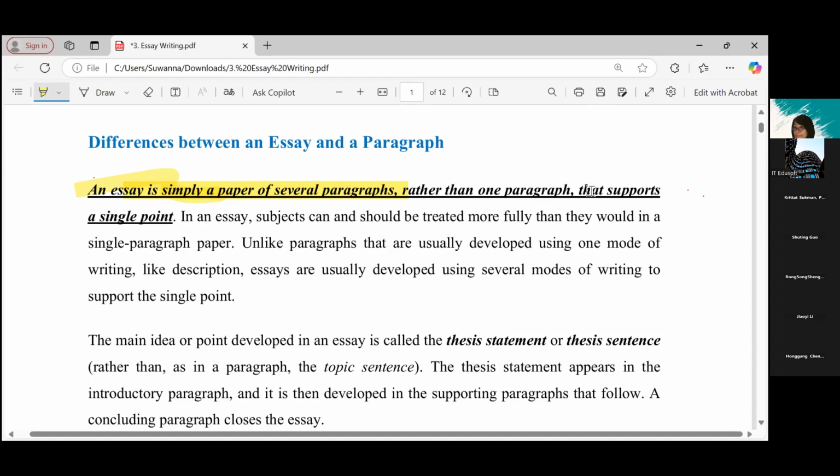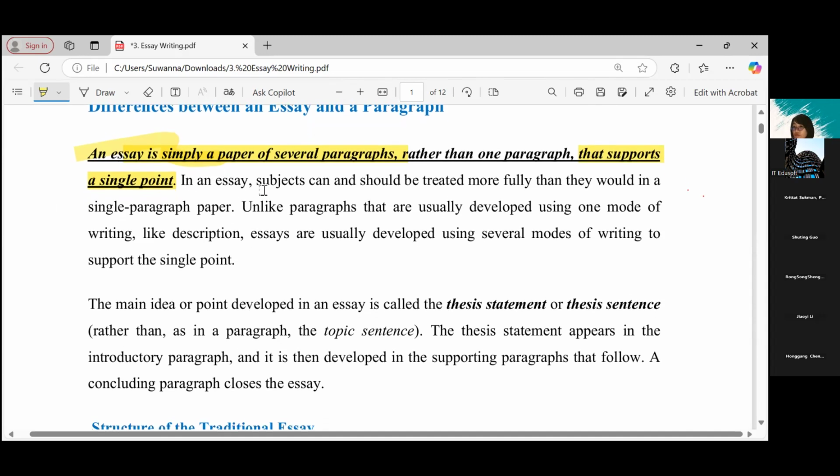And it supports a single point, right? Even though there are many paragraphs, an essay deals with one central idea as well. If you look further, in an essay, subjects can and should be treated more carefully than they would in a single paragraph paper. Unlike paragraphs that are usually developed using one mode of writing, like description, essays are usually developed using several modes of writing to support the single point.